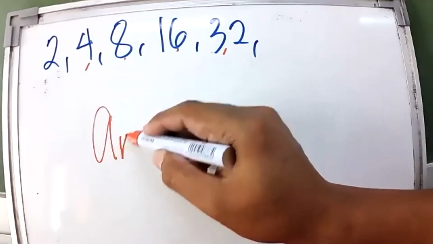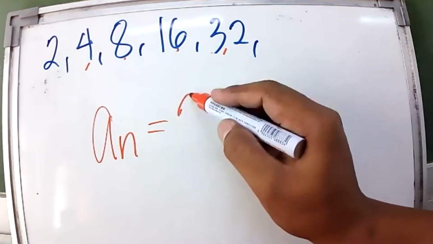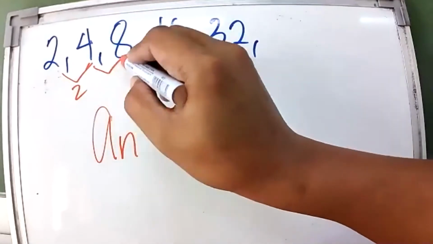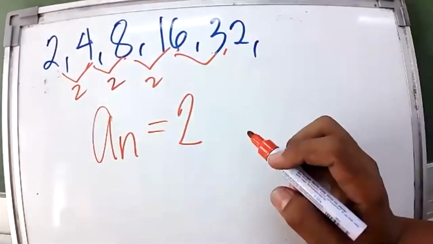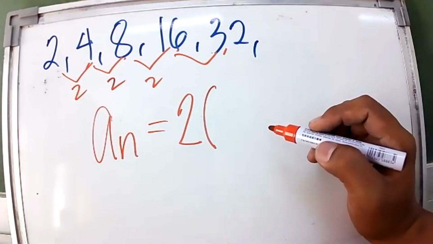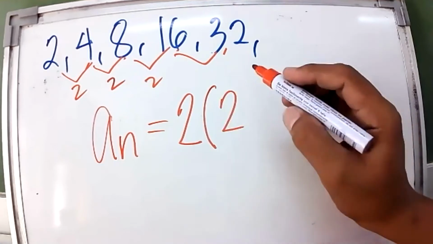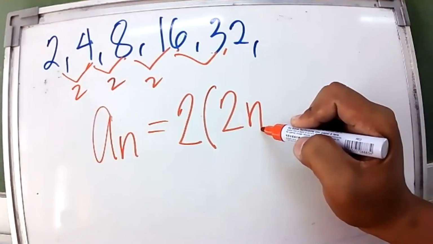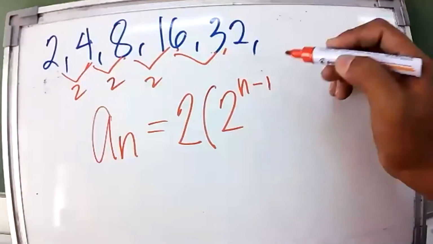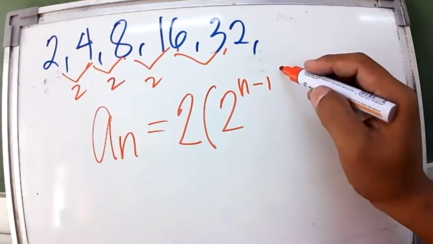A sub n equals 2, the first term of the sequence, because that is the pattern. Okay, that's it. Next. Times 2 din po. 2 times 2 to the n minus 1. Yung n dito, or exponent? Hindi po, exponent po siya. Okay, n minus 1. Yun po yung rule.